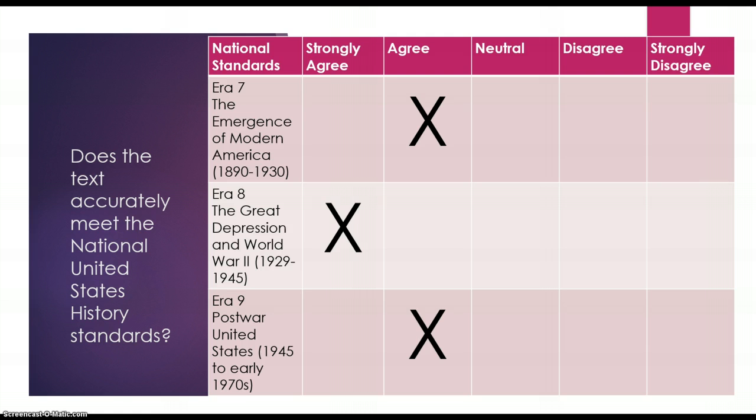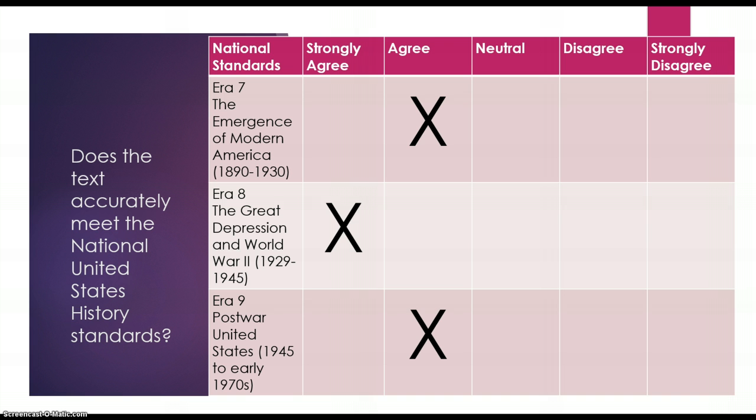First, I'm going to see if the textbook I analyzed accurately met the National United States History Standards. The three eras that I looked at were Era 7, the emergence of modern America, which was the time period of 1890 to 1930. Era 8, the Great Depression and World War II, 1929 to 1945. And Era 9, post-war United States, which was 1945 to the early 1970s.